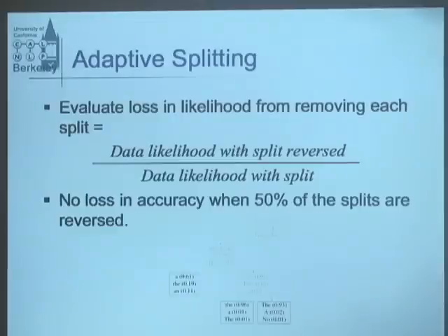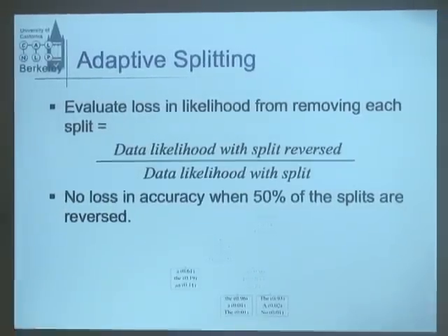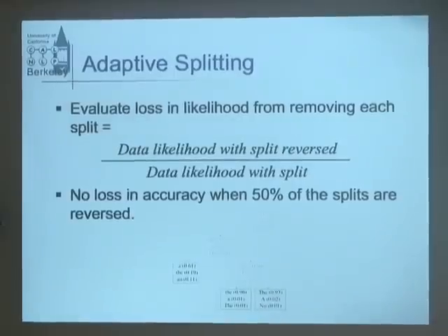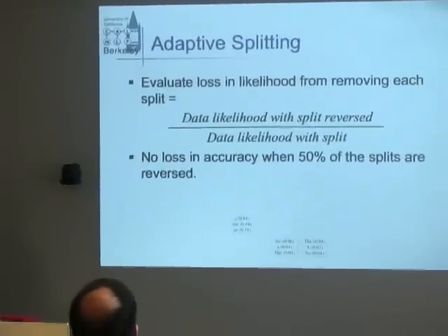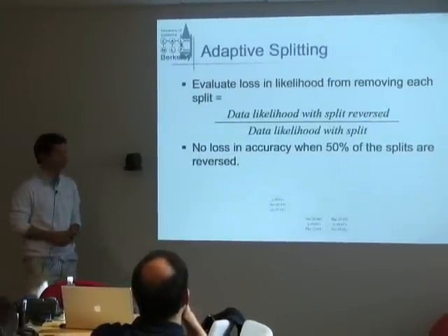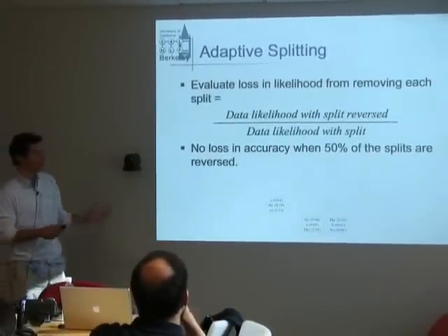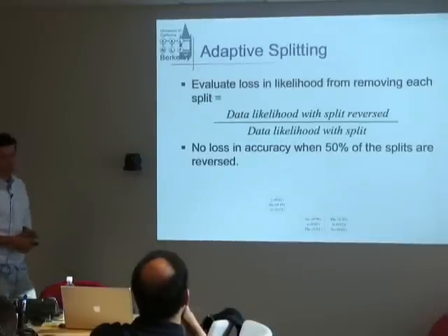We can sort the splits by their likelihood gain and reverse a fraction of them. And we found that if we reverse half of the splits, we don't lose much in likelihood, and we don't lose anything in parsing accuracy. So we fixed it at 50% and didn't really experiment more on this side.